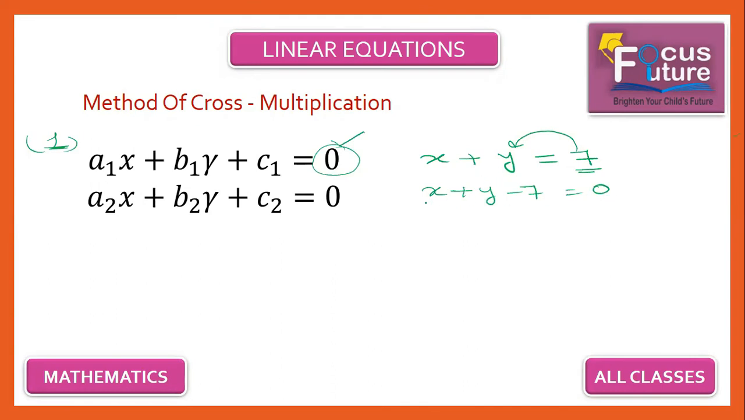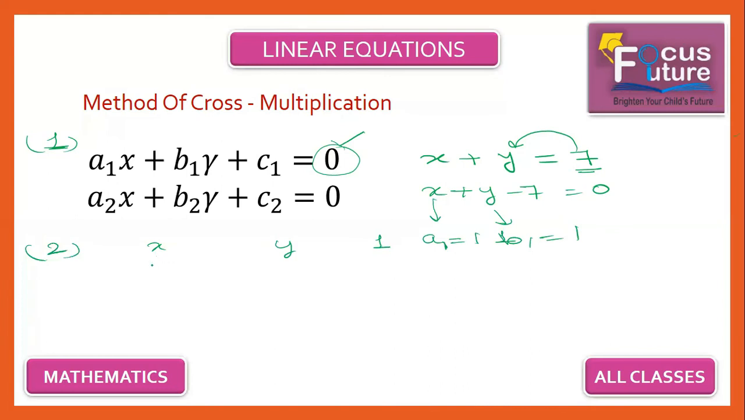Here, what is a1? What is the coefficient of x? Coefficient of x is 1. So a1 would be 1. And what is b1? Sorry, what is b1? The coefficient of y. Coefficient of y is 1. So b1 is 1. Right? You have to represent your equation in this form. Now, your second step would be you have to write it in the form of x, y, and 1.